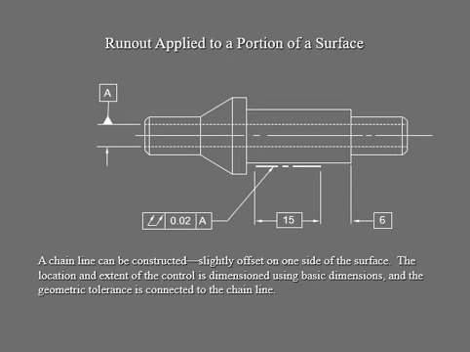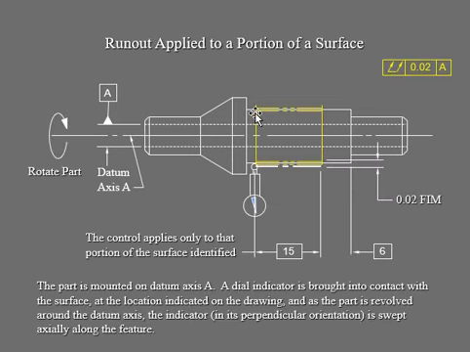So it's kind of like your chain line is slightly offset on one side of your surface, meaning look at this, it's shorter than that side. So anyway, let's take a look at the total runout for this section in that chain line. We're going to put our probe, our indicator, right here, go one round 360 degrees to measure and verify that, and that control is going to apply only to that portion of that surface.